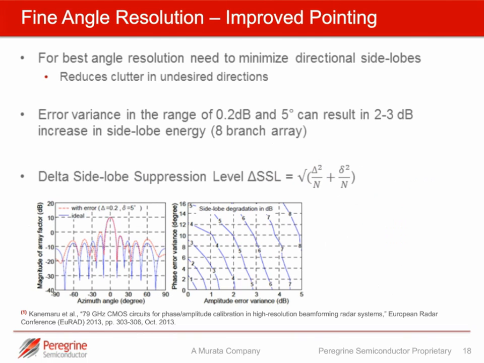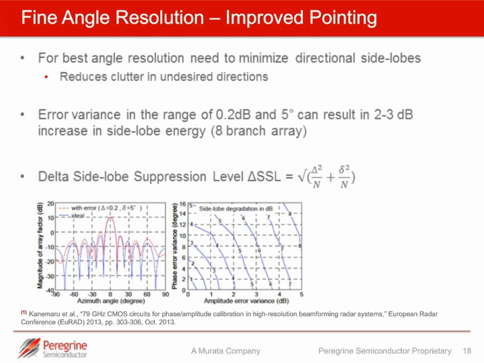So this study explores the impact of pointing and how we can improve the fine angle resolution. The basic concept is if we have too many side lobes, it creates clutter. And the clutter makes it more difficult for us to identify the wanted signal. So in the bottom left diagram, we can see the primary signal is at azimuth angle 0, so the center of the diagram. And then we see a series of side lobes decaying as we go further away from 0 degrees.